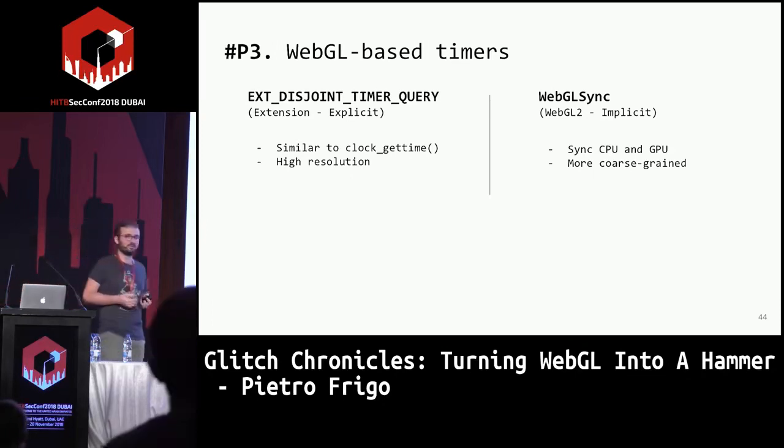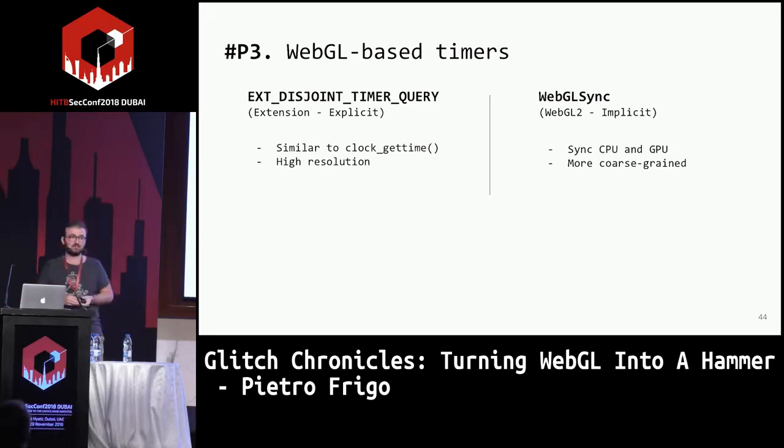So to prove our point that the mitigation of breaking all the timers was not a solution, we actually went a bit further. And we found another timer based on the WebGL sync objects that are fence objects that are used in the WebGL2 specification. And these fences basically are used to synchronize the CPU and the GPU operations. Now, clearly, since it's a synchronization point, these are more coarse-grained and they're quite noisy compared to the other ones. But still, they serve the purpose of what we need to do.